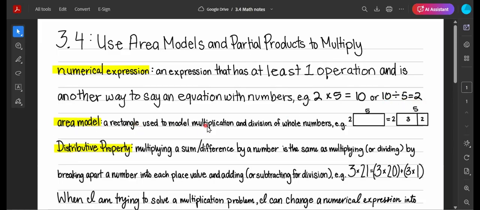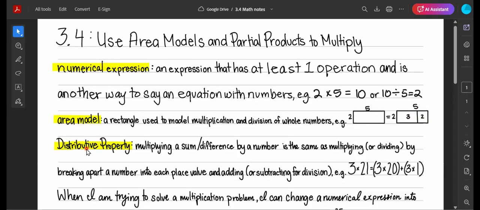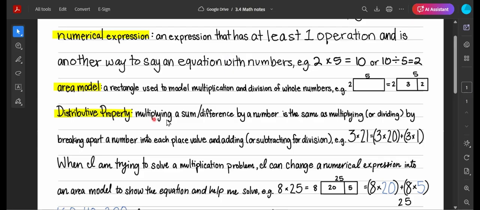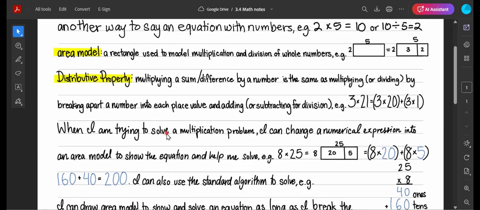An area model is a rectangle used to model multiplication and division of whole numbers. So for example here, 2 times 5, this is one way you could have done it, or 2 times 3 and 2 times 2, because 3 plus 2 makes 5. The distributive property is another thing we'll be using, which is multiplying a sum or difference by a number is the same as multiplying or dividing by breaking apart a number into each place value and adding or subtracting for division. For example, 3 times 21 is the same as saying 3 times 20 plus 3 times 1. So I only need to break apart one of the numbers, one of my factors.